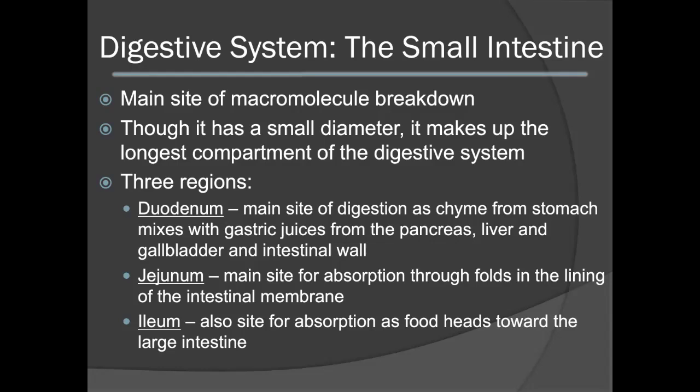As chyme from the stomach mixes with gastric juices from the pancreas, liver, gallbladder, and intestinal wall, much of the food particles entering into the alimentary canal will be fully digested. In the jejunum, this is the site where the most absorption occurs. As a result, there are many folds in the lining of the intestinal membrane of the jejunum, as well as the ileum. The ileum is the last site of absorption as food heads towards the large intestine.